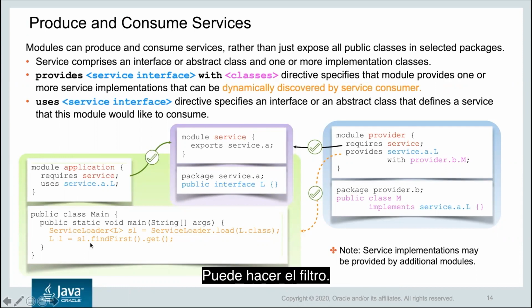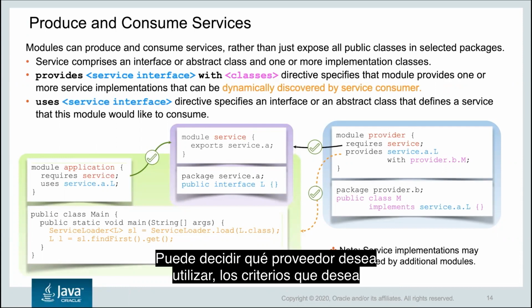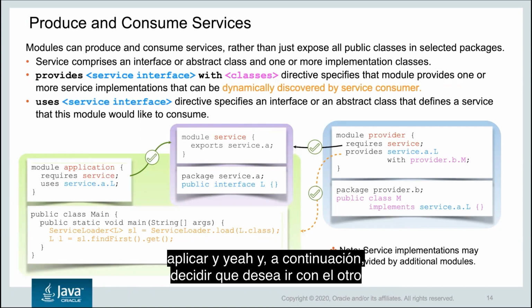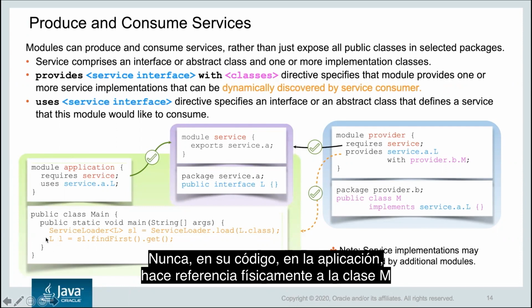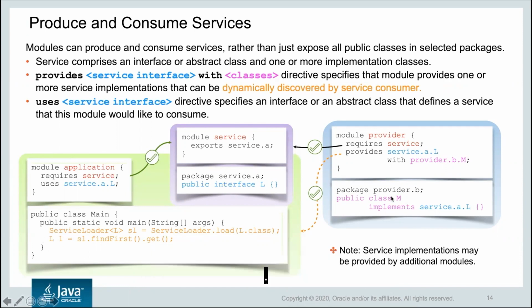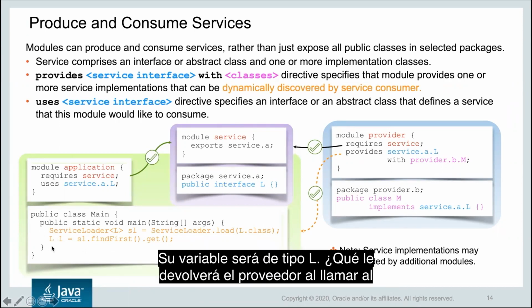It's a stream, you can do the filter, you can search for a particular provider, you can decide which provider you would like to use, whatever criteria you want to apply, and then decide that you would go with that or the other provider. You never in your code, in your application, physically reference the M class. You code to the interface. You use the interface as the type. Your variable will be of type L.